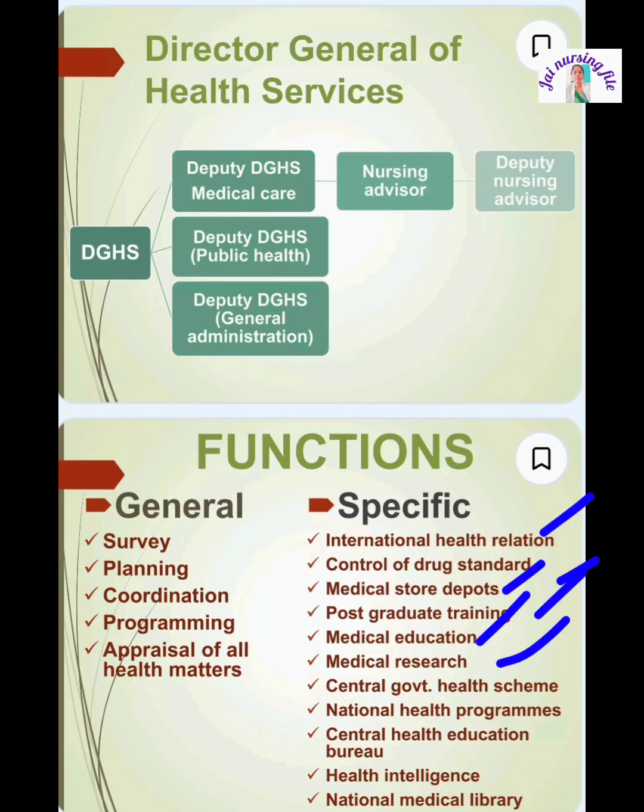And if you move on to the specific, so you have international health relations and control of drug standards, medical store depots, and postgraduate training like PG training, medical education, research, and central government health schemes, and the national health programs will be conducted, Central Health Education Bureau, and then health intelligence, and then National Medical Library maintenance will take place in the specific functions of Director General of Health Services.